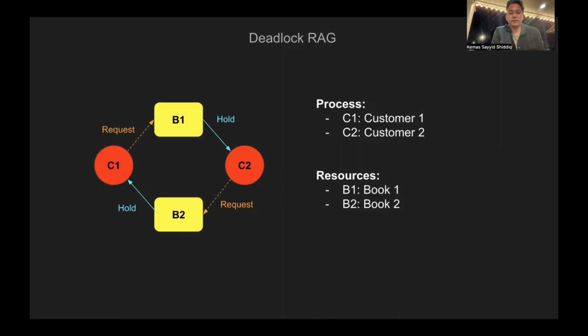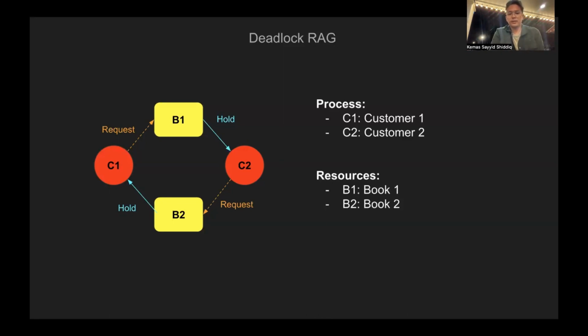So what's the difference? Customer 1 has already borrowed book 2, but at the same time, customer 1 also wants to borrow book 1. But meanwhile, customer 2 is still borrowing book 1. This is the deadlock situation in the resource allocation graph.